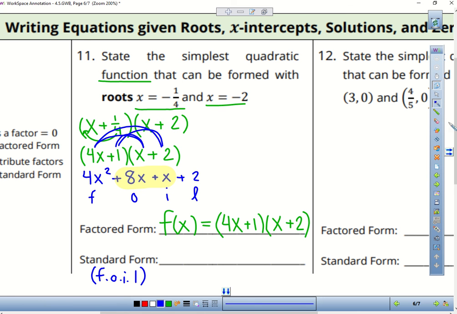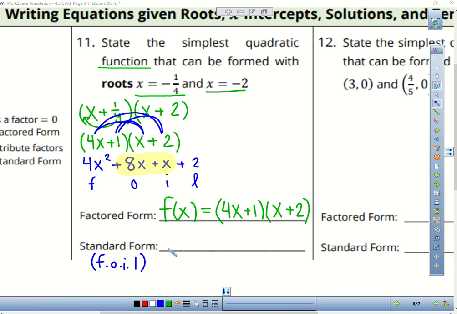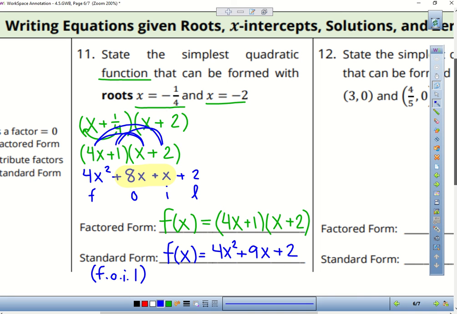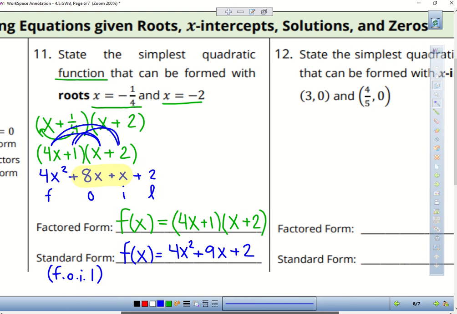So now we're going to combine these two right here, because they are like terms. So our final answer is going to be f of x is equal to 4x squared plus 9x plus 2. So was everybody able to follow the FOIL method in case you didn't remember or hadn't learned it in a while? What we did there? Alright. Am I good to move on to number 12?